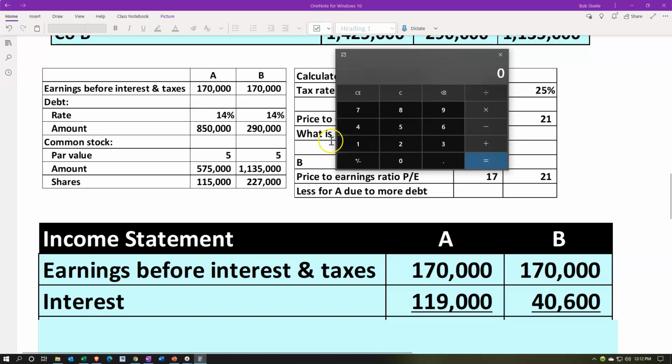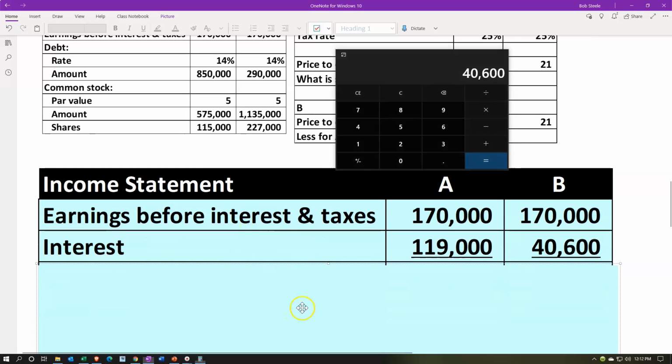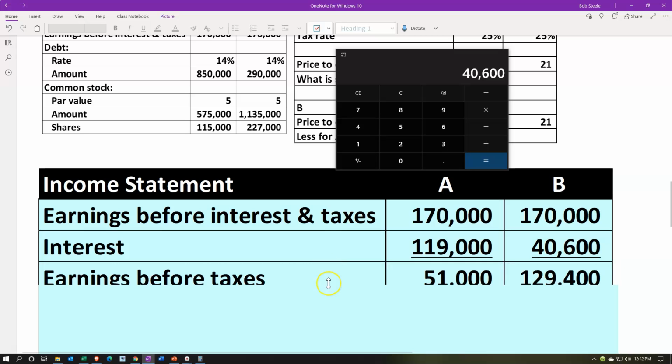So if we calculate the interest for A, we've got the 850,000 times 0.14. That's going to give us the 119,000. And B, we have the 290,000 times 0.14. It's going to give us that 40,600. So A then has more interest that's going to be allocated to it.